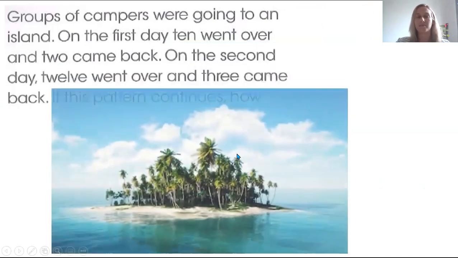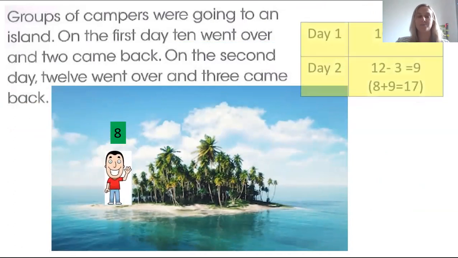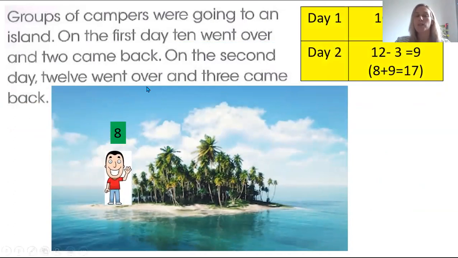On the second day, we already have 8. Remember, day 1, those 8 are still sleeping on the island. There they are. 12 went over and 3 came back. So our number sentence now is 12 minus 3.